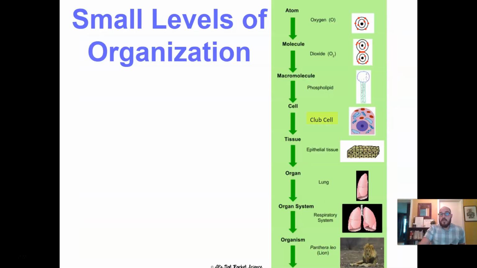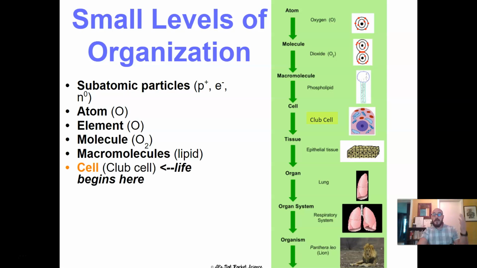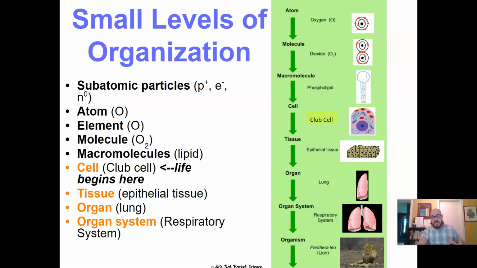Now we're going to get into the smaller things, which is the small levels of organization. So we'll do these from the bottom up. And so that's going to be subatomic particles, then atoms, then elements, then molecules, then macromolecules, which we'll get into in the next unit. Now we get to a cell. So a cell is the first place where life could exist. Remember, some life is only single-celled. Cells can get together to make tissues. Tissues can make organs. Organs can make organ systems. And organ systems can make up a complicated organism like you or me or this lion here. So this is where we're going in this unit, from the organism to the cell level.